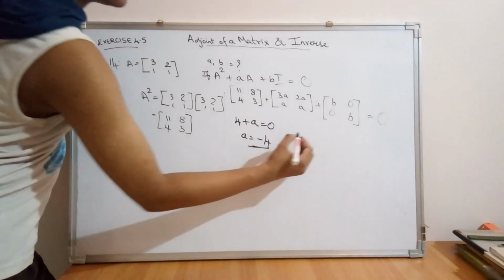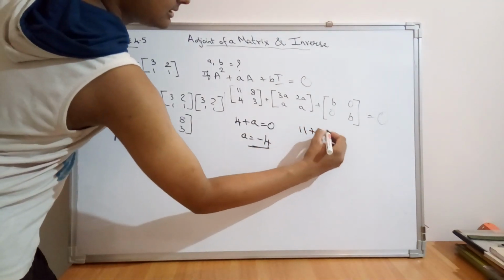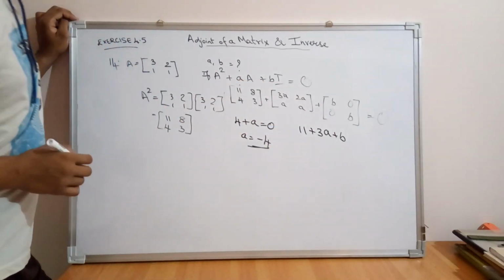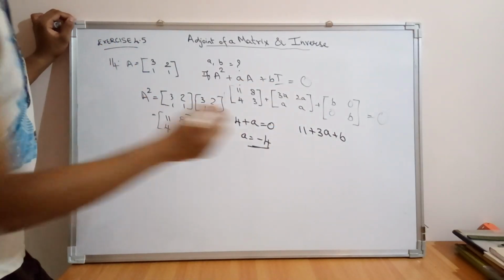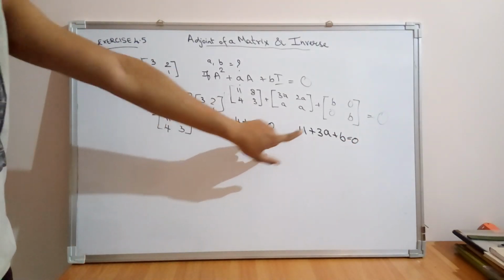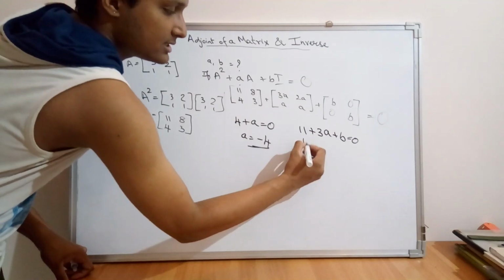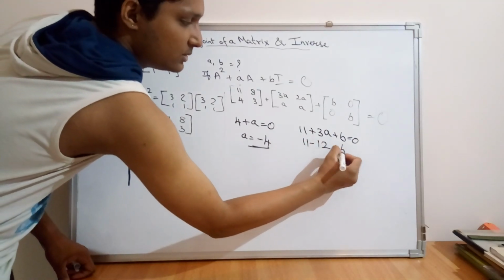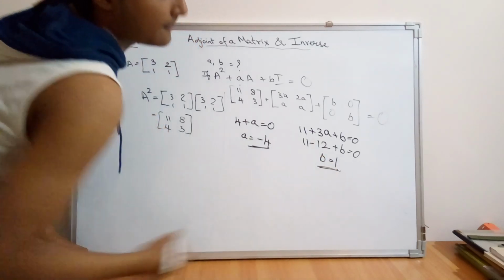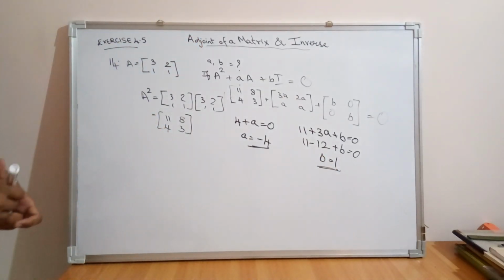Similarly we have 11 plus 3A plus B. That is the first. If I equate all of them, it should be equal to 0. Then minus 4 into 3 is minus 12, therefore it is minus 12 here, plus B is equal to 0, so B is equal to 1. That is the answer. So B is equal to 1, A is equal to minus 4.